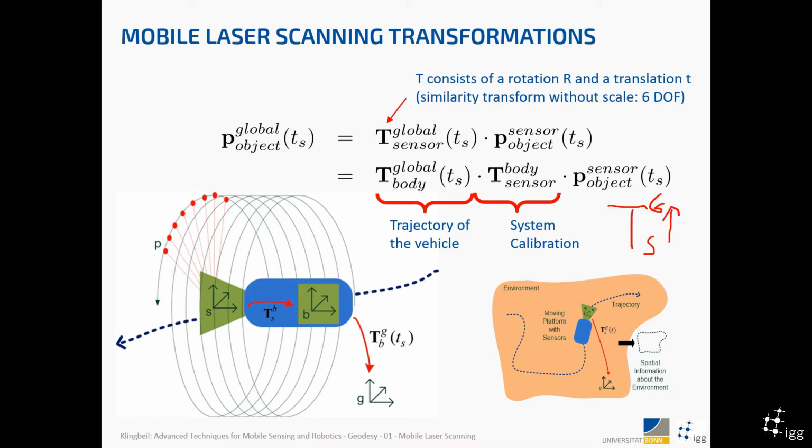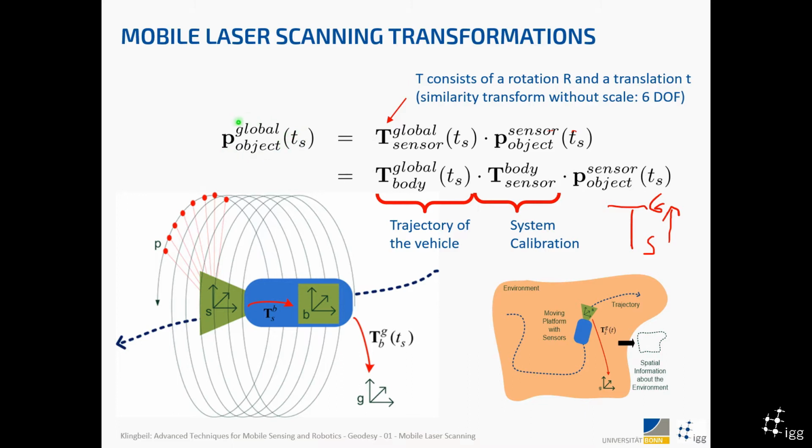And what I need to do is calculate the transformation. I have some point which is given in the sensor system, right? The point of the object given in the sensor system at a certain time t. And the goal is to have the point of the object in the global system at the same time t, right?